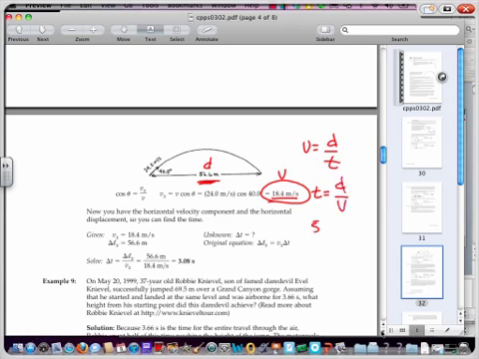Distance was 56.6 meters. The velocity was 18.4 meters per second. And when you divide that out, you get 3.08 seconds. So that's his time to go up and down. It's also his time to go across. They're the same thing.